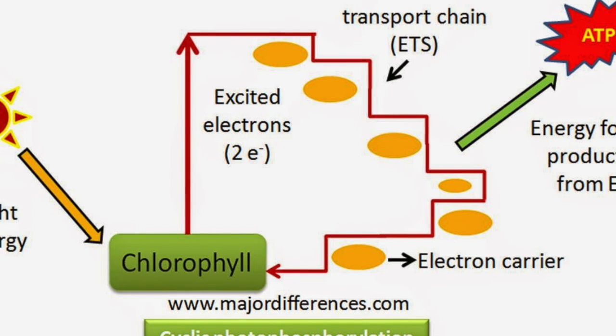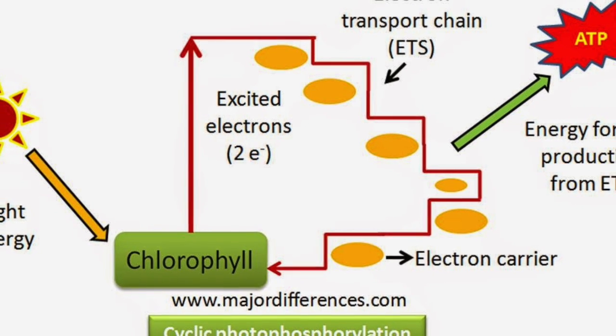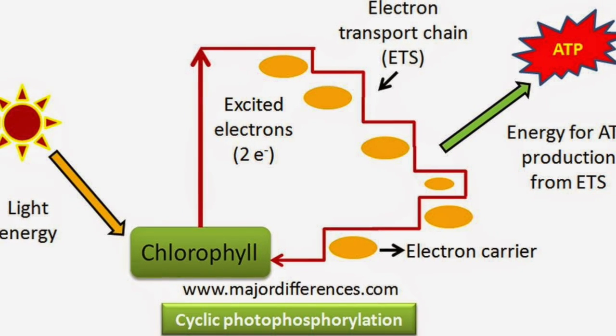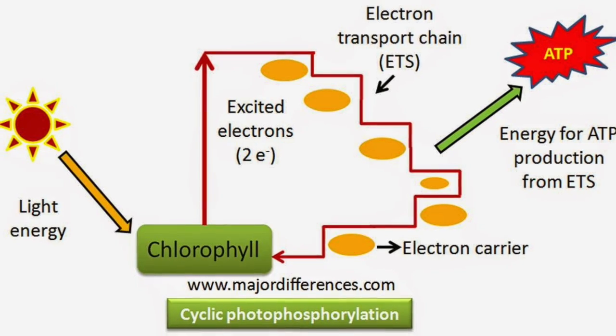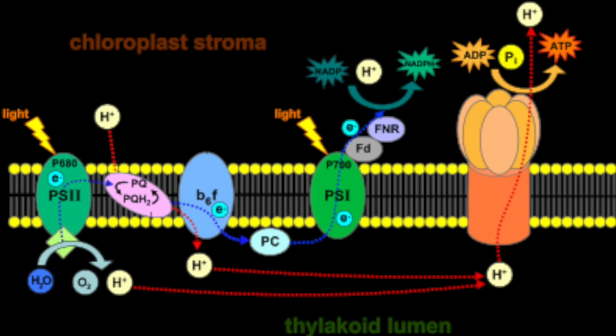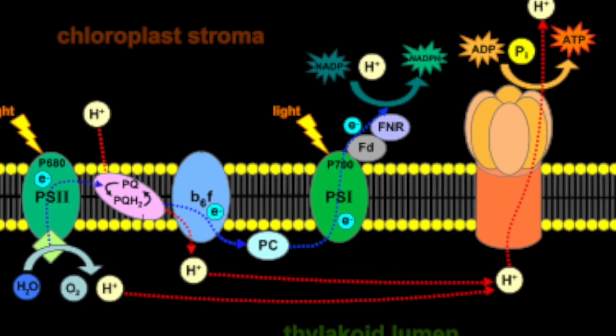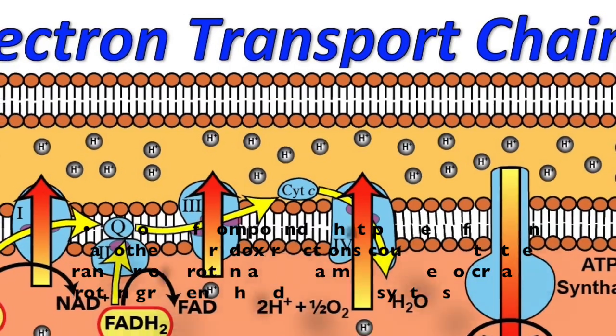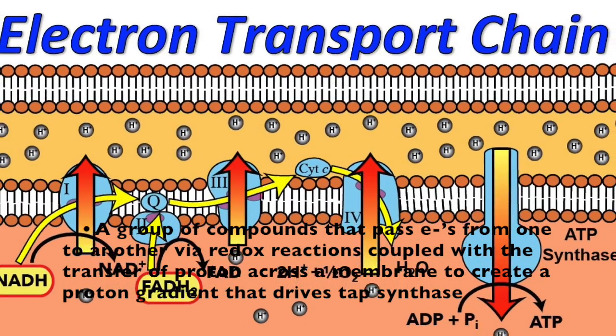Here they are. Step 1. In step 1, light energy is trapped by chlorophyll to make ATP, otherwise known as photophosphorylation. At the same time, water is split into oxygen, hydrogen ions, and free electrons. Step 2. In step 2, high energy electrons from photosystem 2 move through the electron transport chain to photosystem 1.